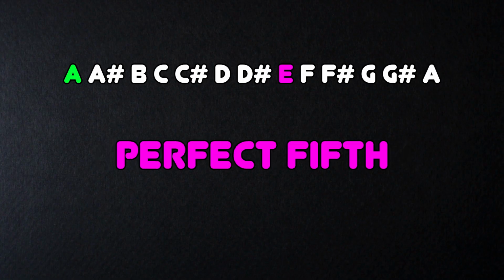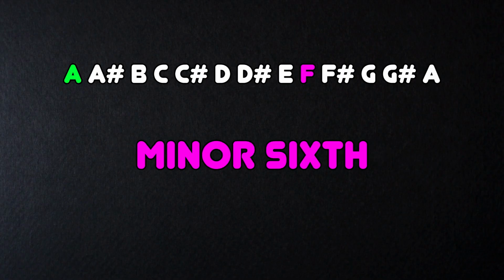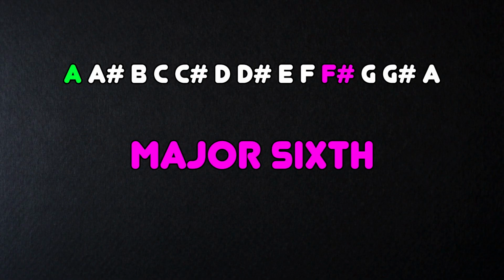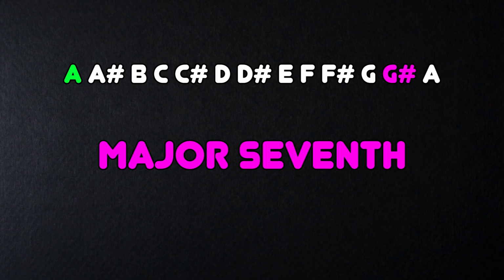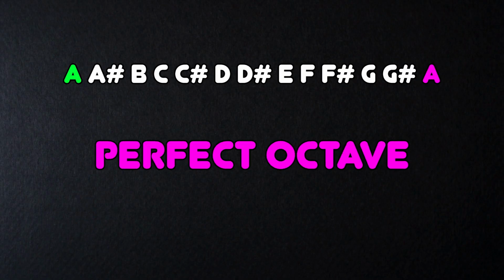Move up 7 and you get the perfect fifth. Move up 8, you get the minor sixth. Move up 9, you get the major sixth. Move up 10, you get the minor seventh. Move up 11, you get the major 7th, and move up 12 and you're back to the perfect octave.